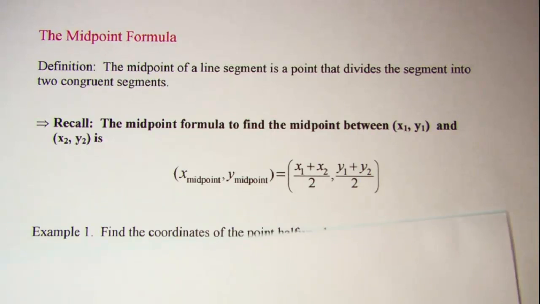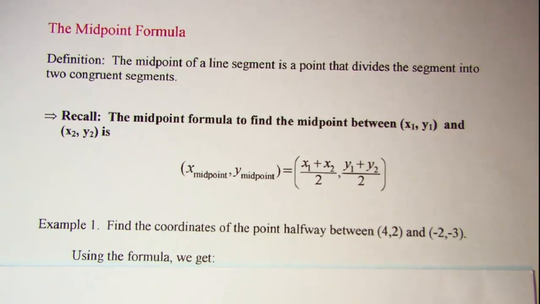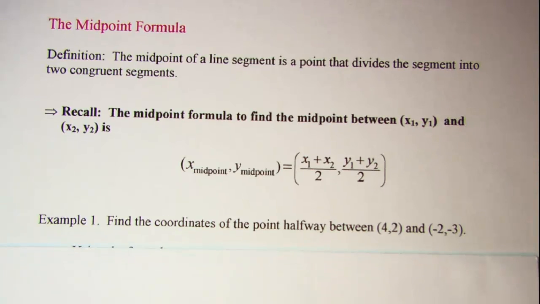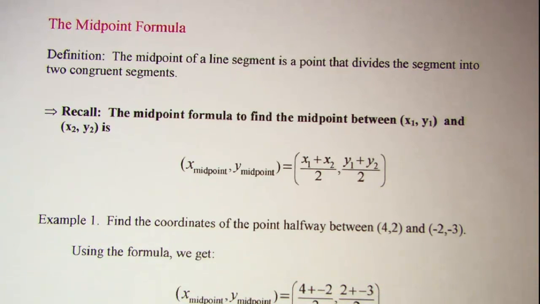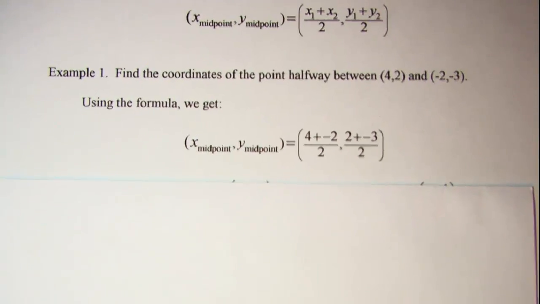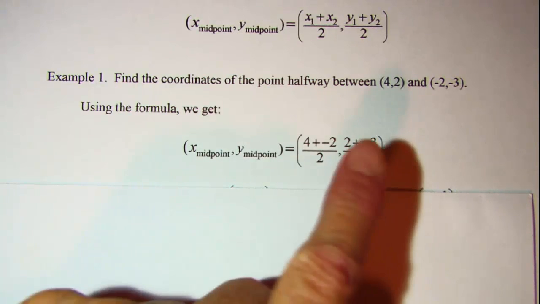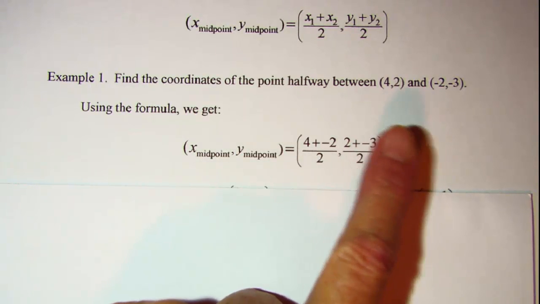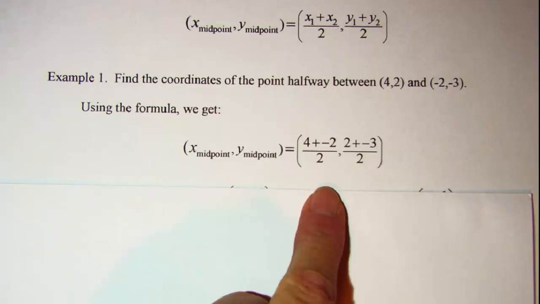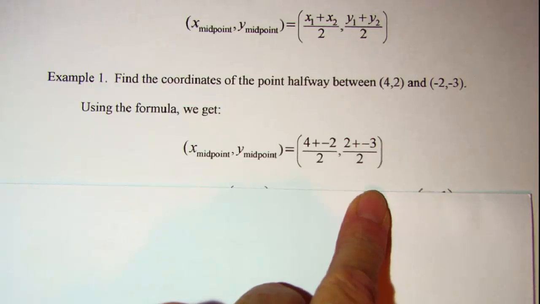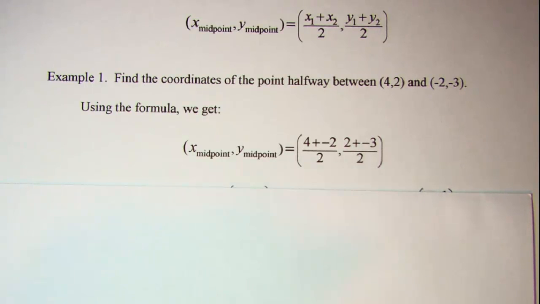Our first example, find the coordinates of the point halfway between (4, 2) and (-2, -3). So we'll use our formula. We need to take the x coordinates, add them together, so 4 plus -2 divided by 2. And then average the y coordinates, 2 plus -3 divided by 2.